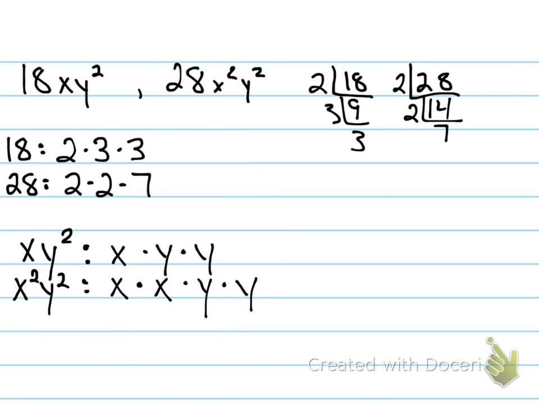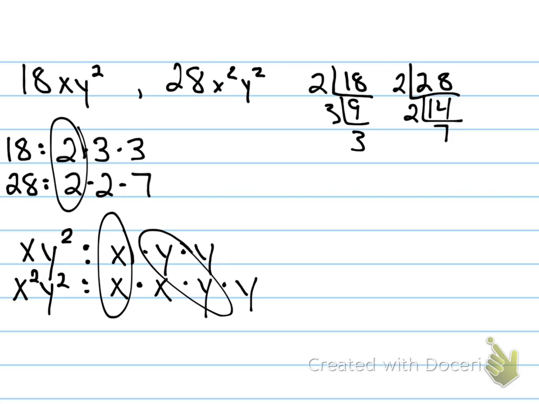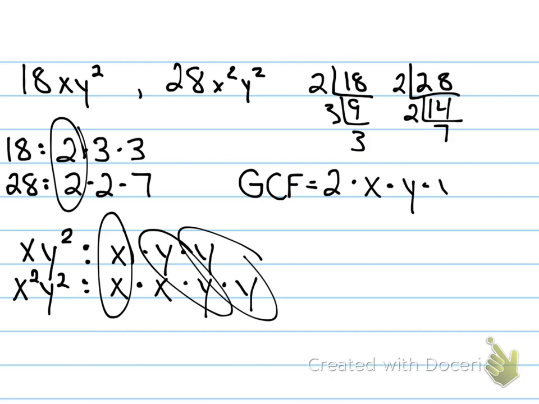And now we can pair up the common factors. So what do I have in common on 18 and 28? 2. My 2's. Very good. What do I have in common on my variables? X and Y. One x and one y? 2 y's. Okay? So now I come over here to my GCF, and I'm going to keep it expanded for a minute. I'm going to say 2 times x times y times y.